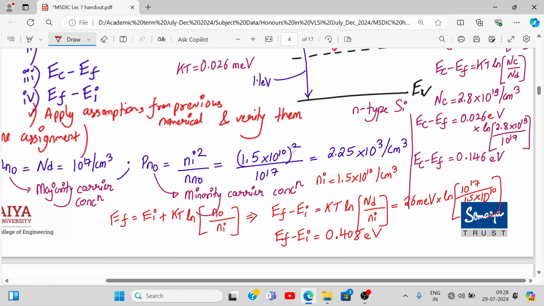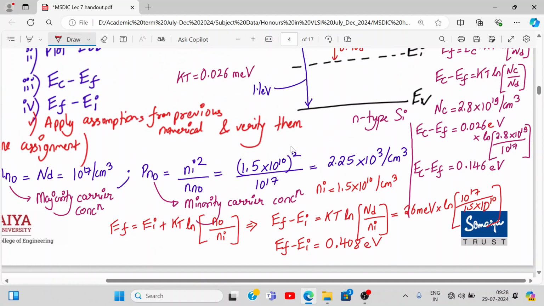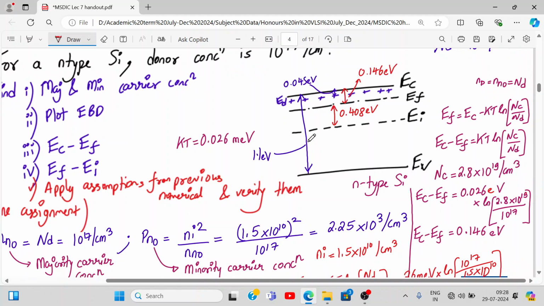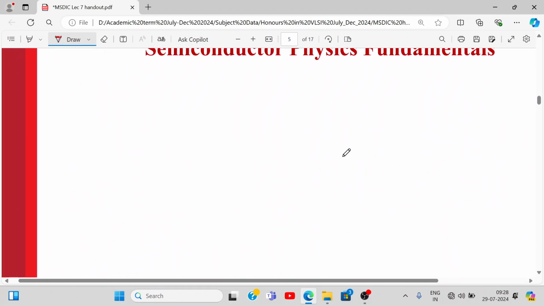Okay. Completed everyone? This is the energy band diagram for n-type silicon. I'll draw it for p-type silicon just for reference. So write down, draw the energy band diagram for a p-type silicon.